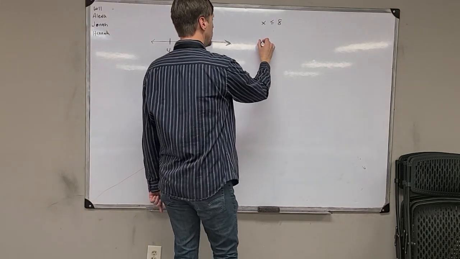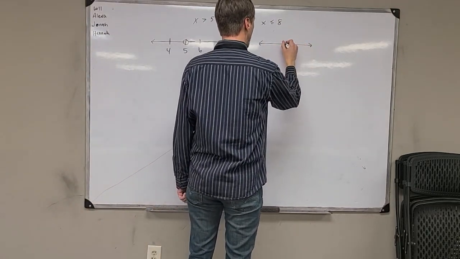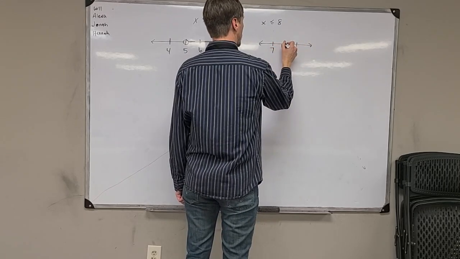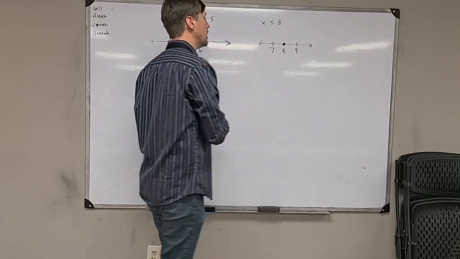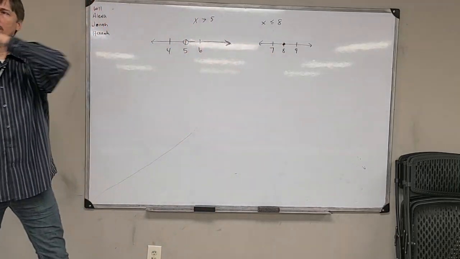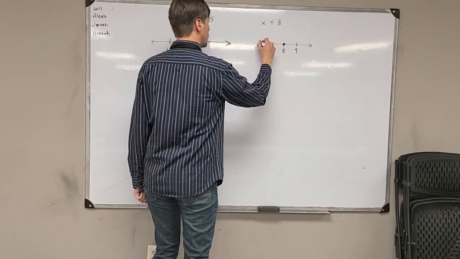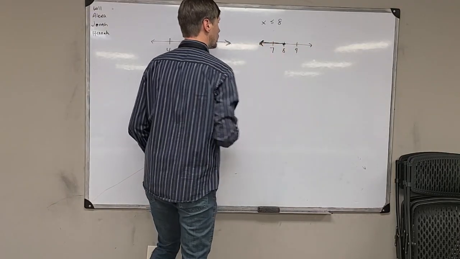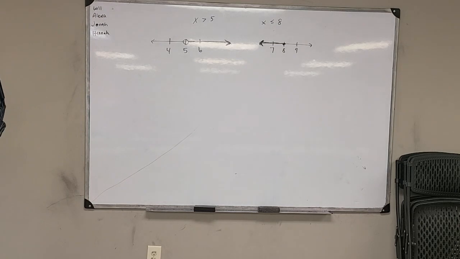And so for this one, x has to be less than 8. So I'm going to again put 8 in the middle, a 9 on this side, a 7 here. And we're going to close the circle in because it's less than or equal to. And since x is less than, we're going to go to the left on our number line. So this would be the graph of x is less than or equal to 8. Okay? So we've done that previously. Hopefully that makes sense to everybody.